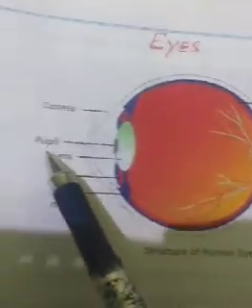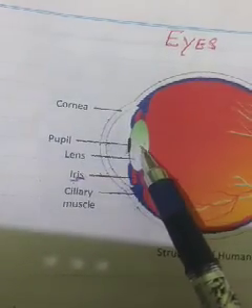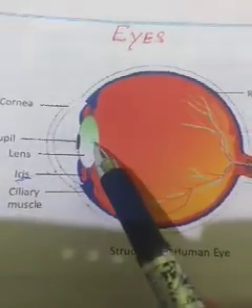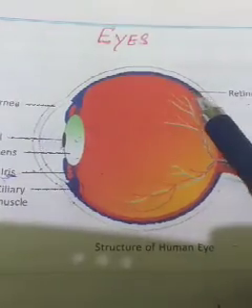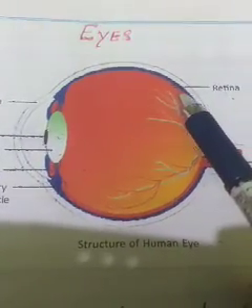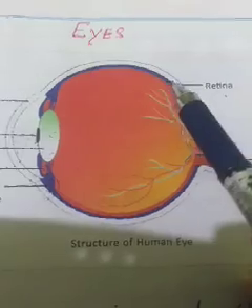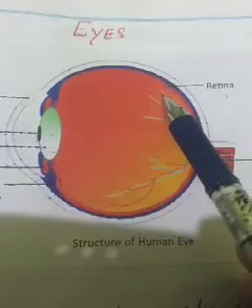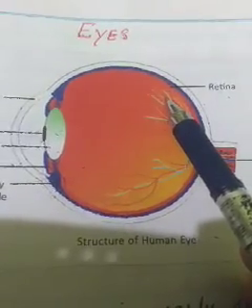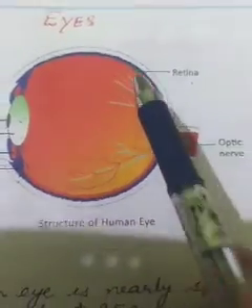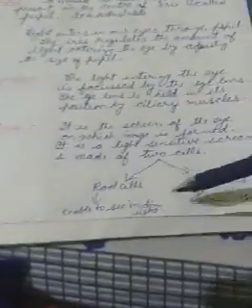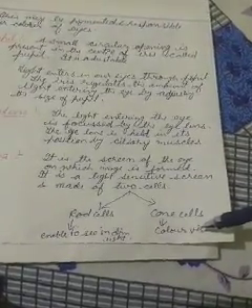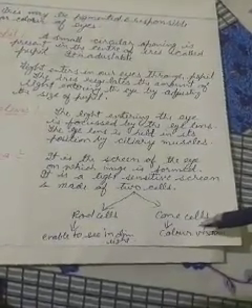When the light enters the pupil and is focused by the lens, the image is formed on this part, called the retina. This retina is made up of two types of cells, rod cells and cone cells. Rod cells enable us to see in dim light, whereas the cone cells are responsible for color vision. We can identify different colors through these cone cells.